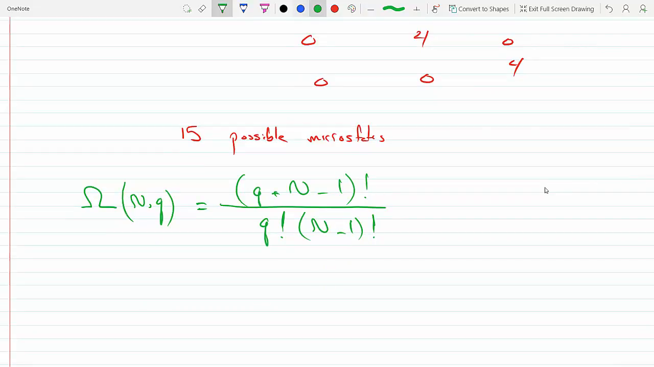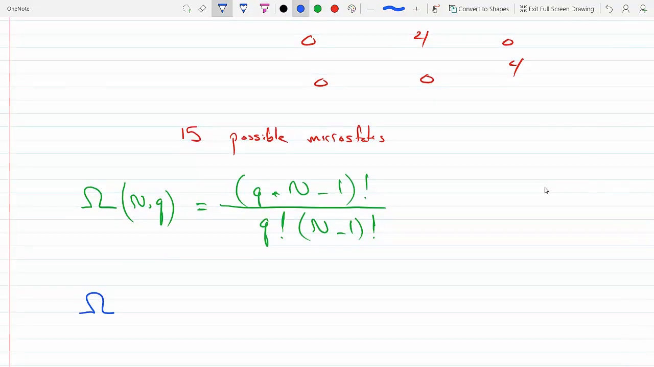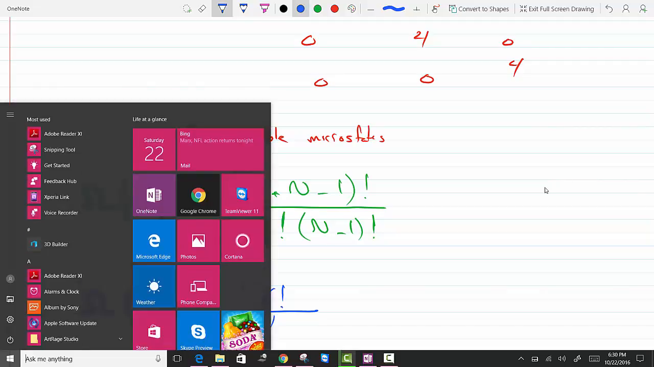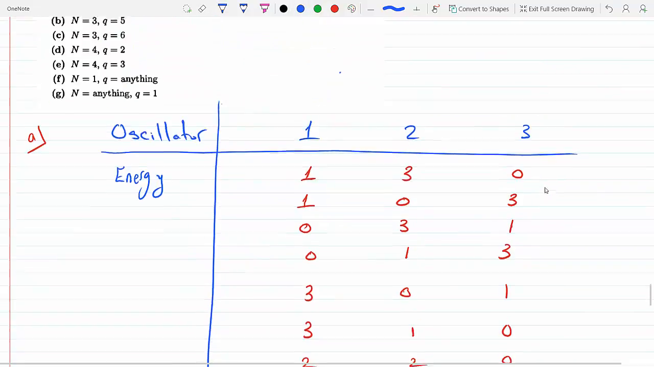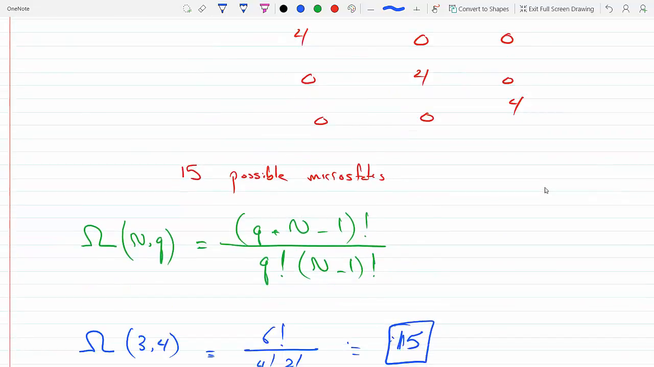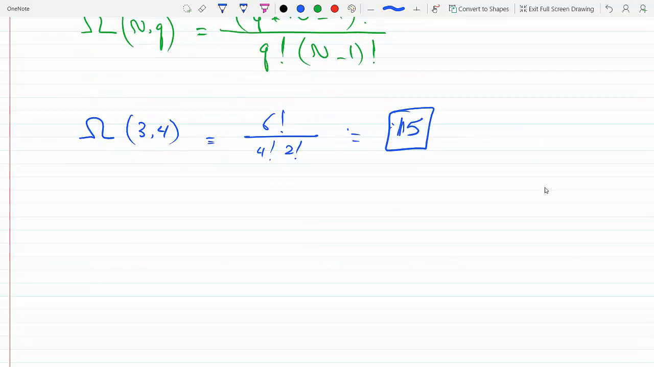And so plugging this in for 3 oscillators and 4 energy units, we get 6 factorial divided by 4 factorial, 2 factorial. So what's this? Do the math, you get exactly 15. So this matches our table. So that means the number we got using the formula is the same as the number we got using the tables. So you can see it gets tedious with tables, but the formula can take you there quickly. Okay, the rest are very similar.